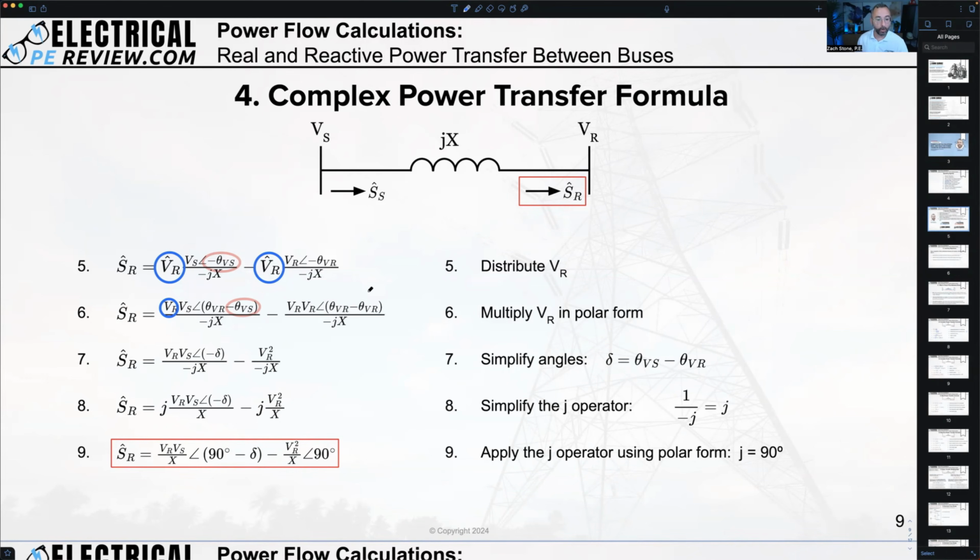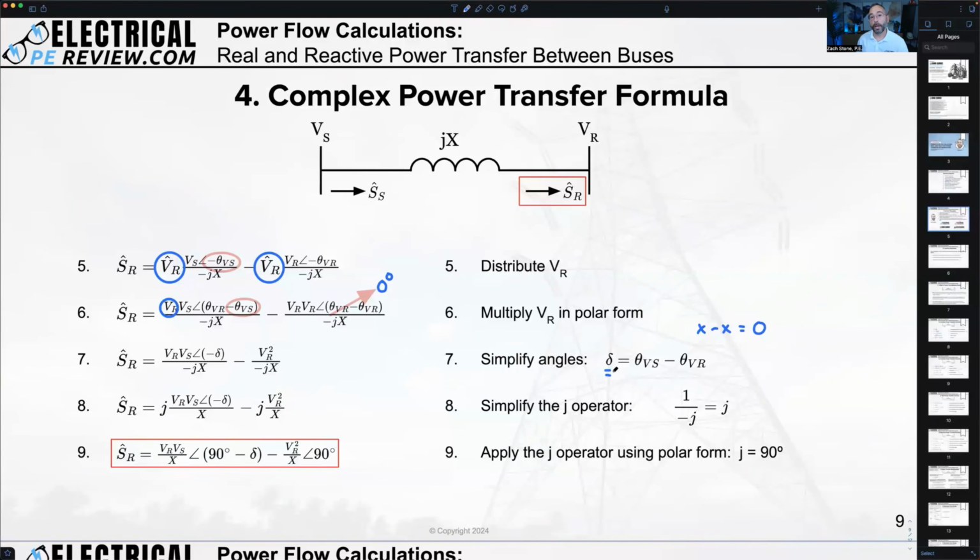All right, now let's simplify a little bit. First of all, VR minus VR, what does that equal? Any number minus itself is always going to equal 0. So theta VR minus theta VR, this angle, cancels out to 0, and we're going to be left with just a magnitude. That's 0 degrees.